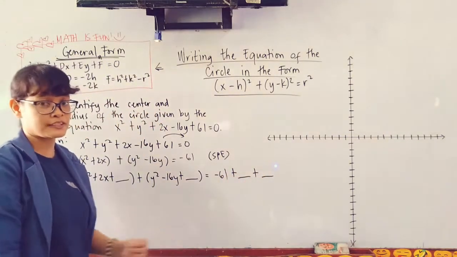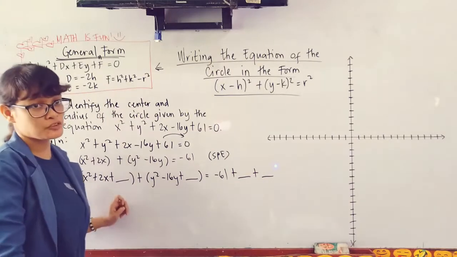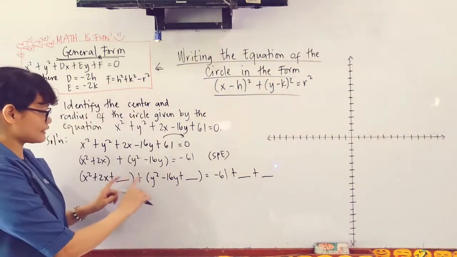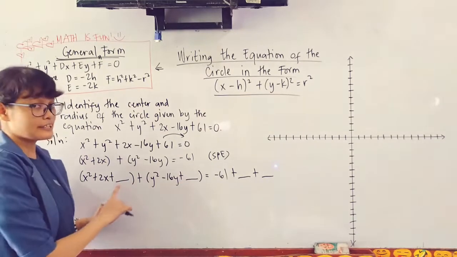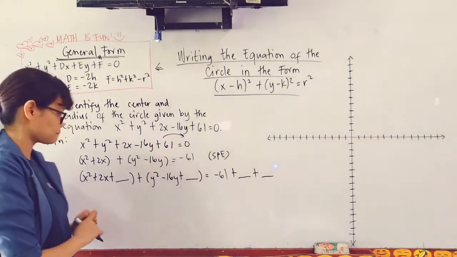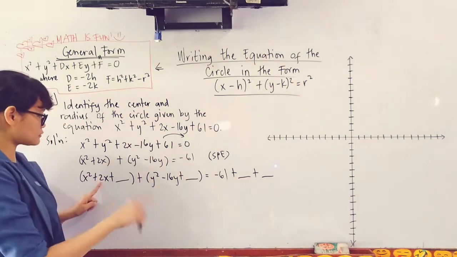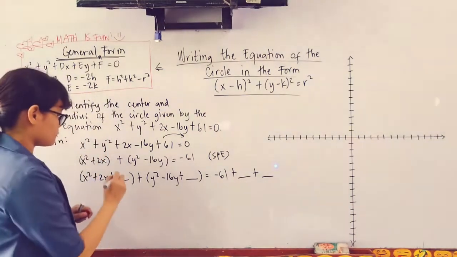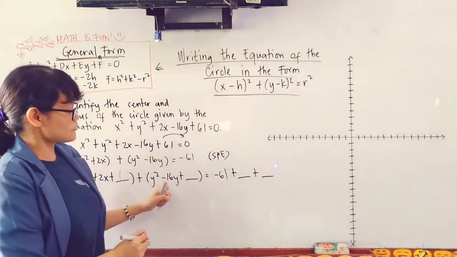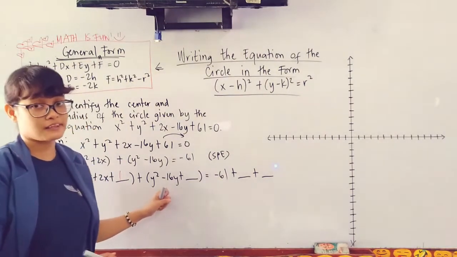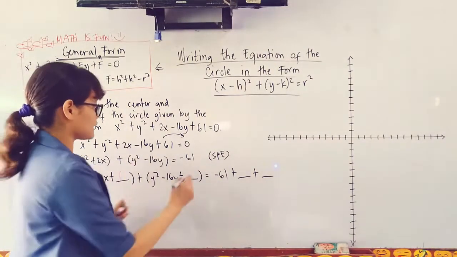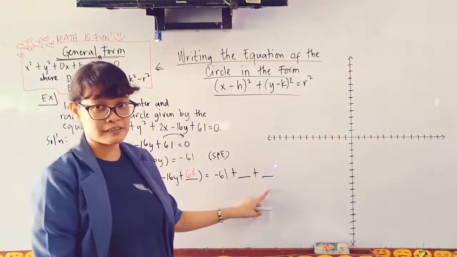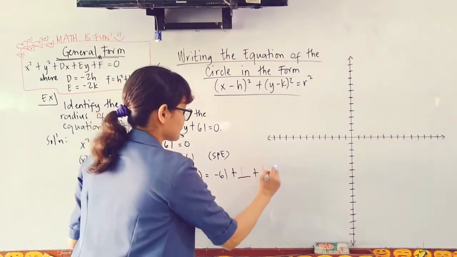So the next question is, what are you going to add? Since we're talking about completing the square, the number you add is simply the square of half the middle term. Half of 2 is 1, and squaring that 1, the answer is still 1. Next, half of negative 16 is negative 8, and squaring that is 64. So this 1 and 64 should also be added to the right side. You'll have 1 and 64.